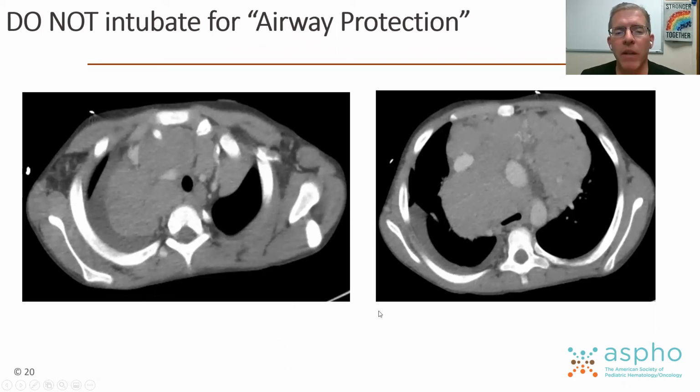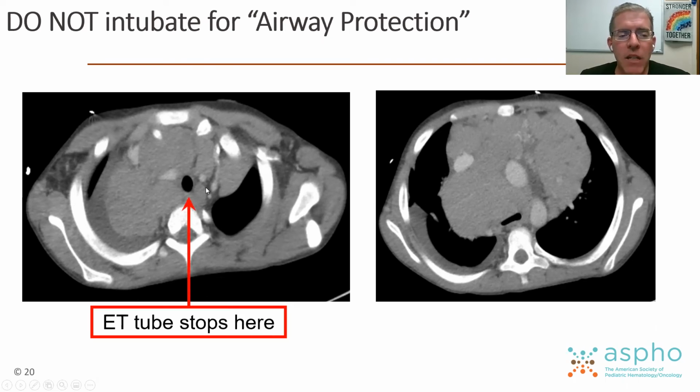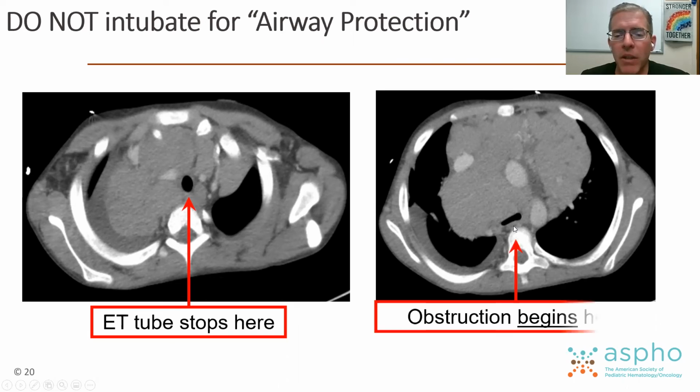The reason we don't intubate for airway protection is that your ET tube stops here, but the airway obstruction is frequently distal to that. And if the only thing maintaining your airway patency is your respiratory drive, turning that off with sedation is a bad, bad thing.